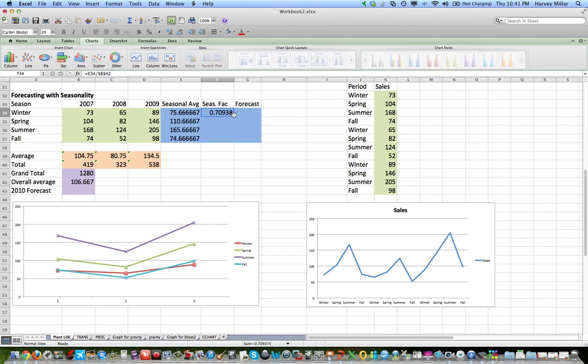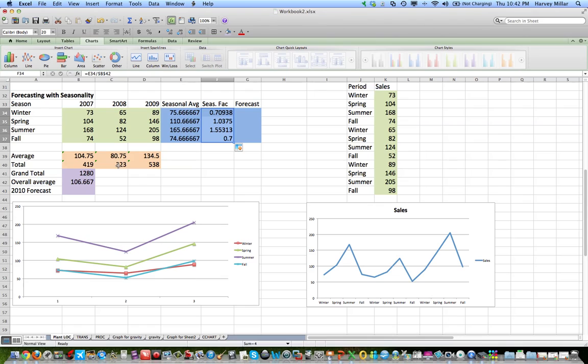So here we go. What happened is, whatever the global average turns out to be, we could adjust that global average by these factors to get our forecast. So in a sense, what we need to do is, if we could project the total for 2009, we could take that total for 2009, divide it by 4 to get what the average is for the year, and then multiply it by the seasonal factor.